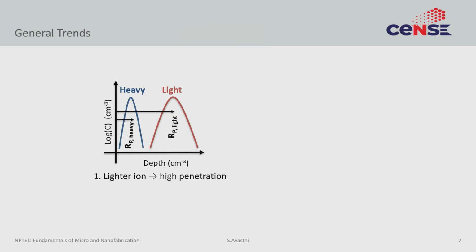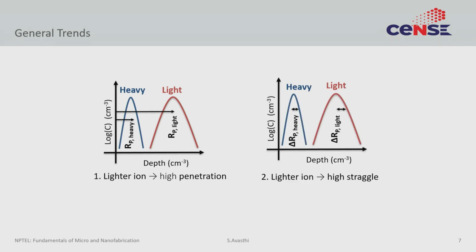So the first thing you see is the thing that we discussed. If you take a heavy ion, say arsenic, and you take a lighter ion, say boron, it will show you these two types of profiles. So a lighter ion will typically penetrate more, a heavier ion will typically penetrate less. Similarly, a lighter ion will probably have more standard deviation, a heavier ion will have less standard deviation. So the straggle will be lower for the heavy atom, higher for the lighter atom.